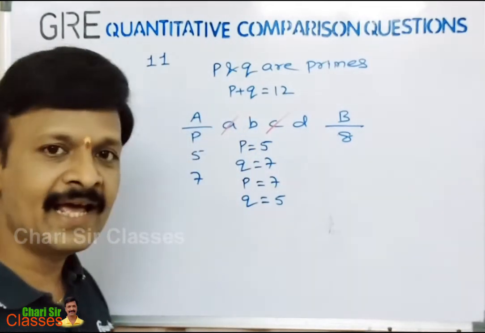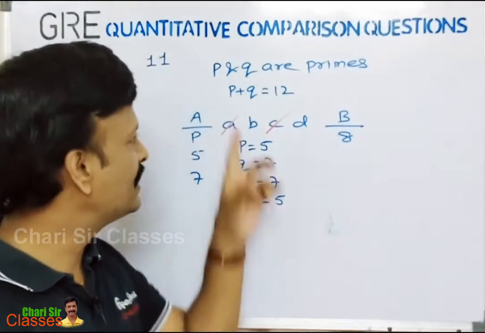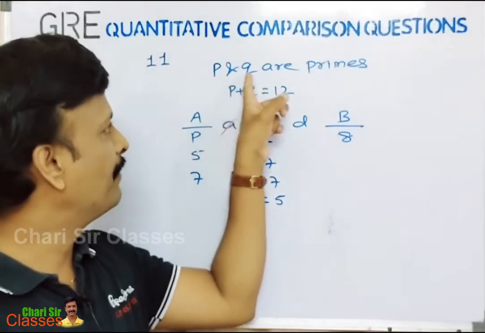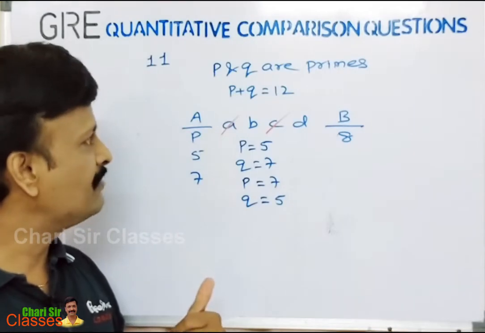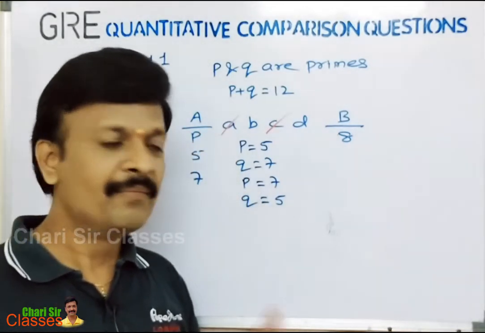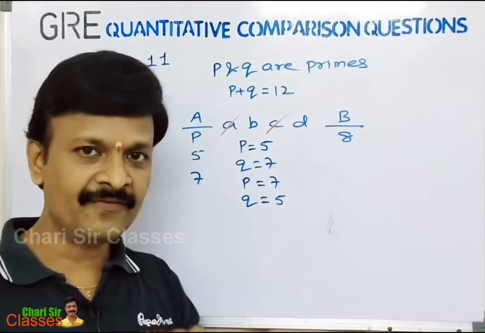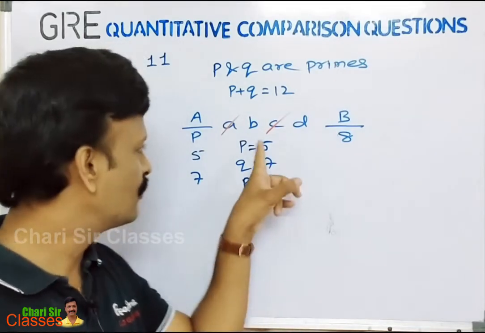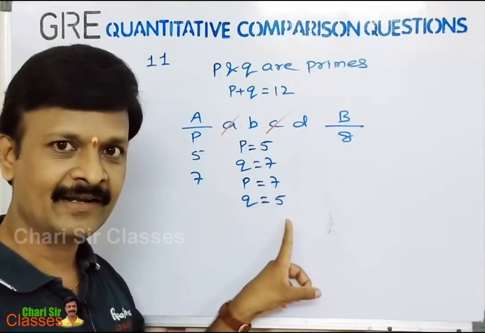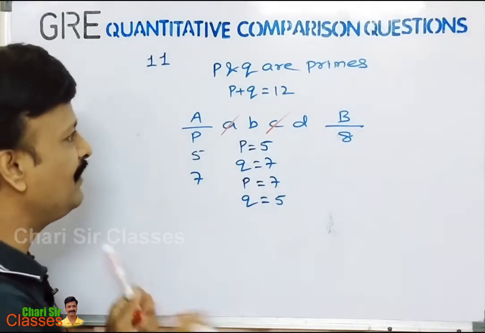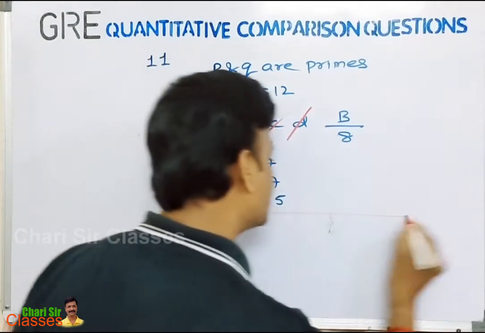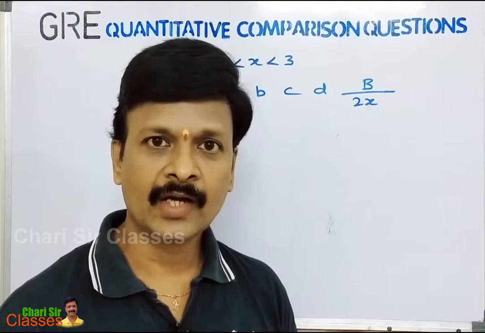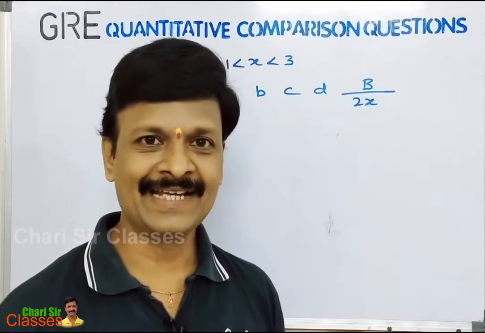Now is there any other combination that will satisfy the given condition, where P and Q must be primes? P and Q primes and sum will be 12, means only the combination 5, 7 and 7, 5. So two possible cases we tested. So therefore quantity B will be greater always. You can select B and cancel D. That is your answer.